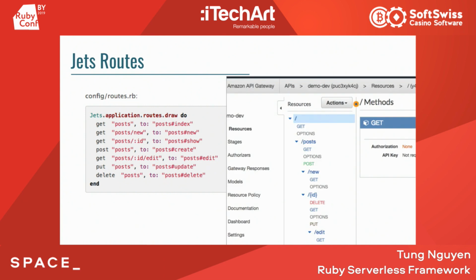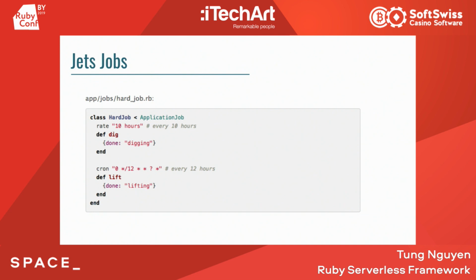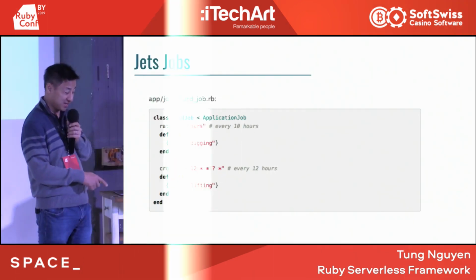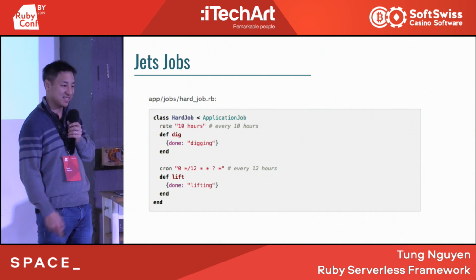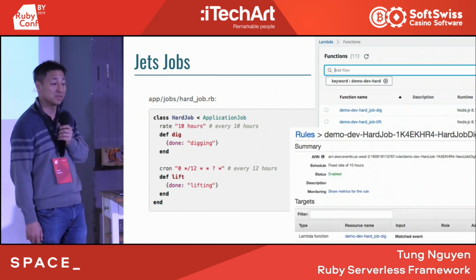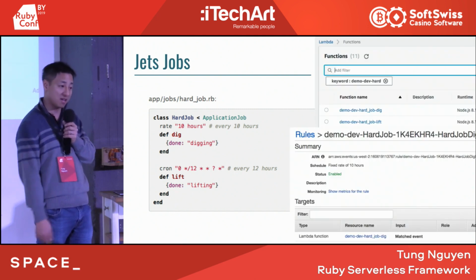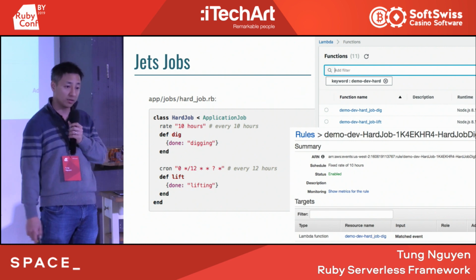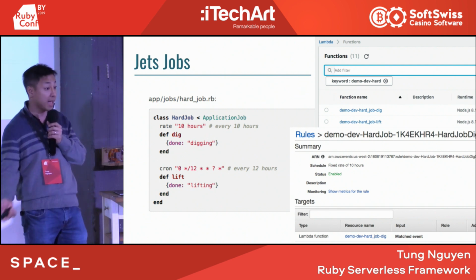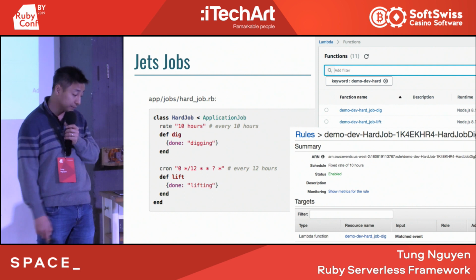Routes are basically mapping to routes as a service, which is API Gateway, so you don't have to manage it. Okay. Then there's Jets jobs, and there's a rate expression on the dig method there, so we're going to do a hard job, so rate. And then you can also use the keyword cron, and that gets translated to, guess what? CloudWatch event rules. So this is all evaluated and packaged and deployed for you, so you don't actually have to manage it or build it manually like we discussed earlier.